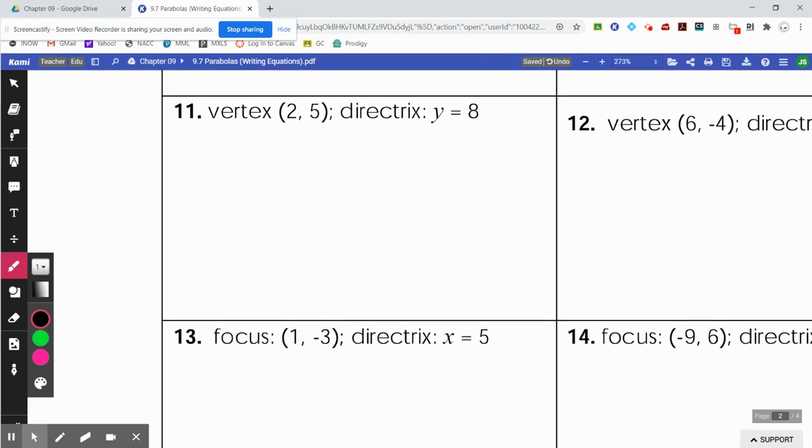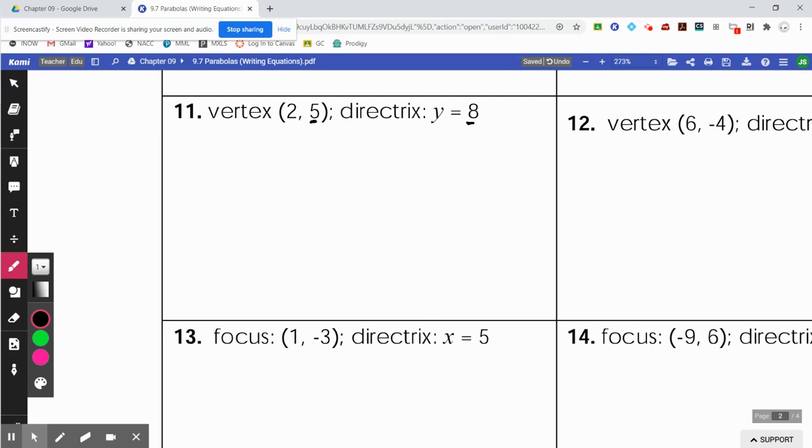Number 11. The directrix is y equals again, so therefore we have a horizontal directrix. So that means that my parabola is going to cup either up or down. My vertex is located at 2, 5, which is below. If you look at these two y values, the vertex is below the directrix. So since my vertex is below the directrix, that means my parabola is going to cup down. Because again, it always cups away from the directrix. If you can think of it that way, it cups around the focus away from the directrix.